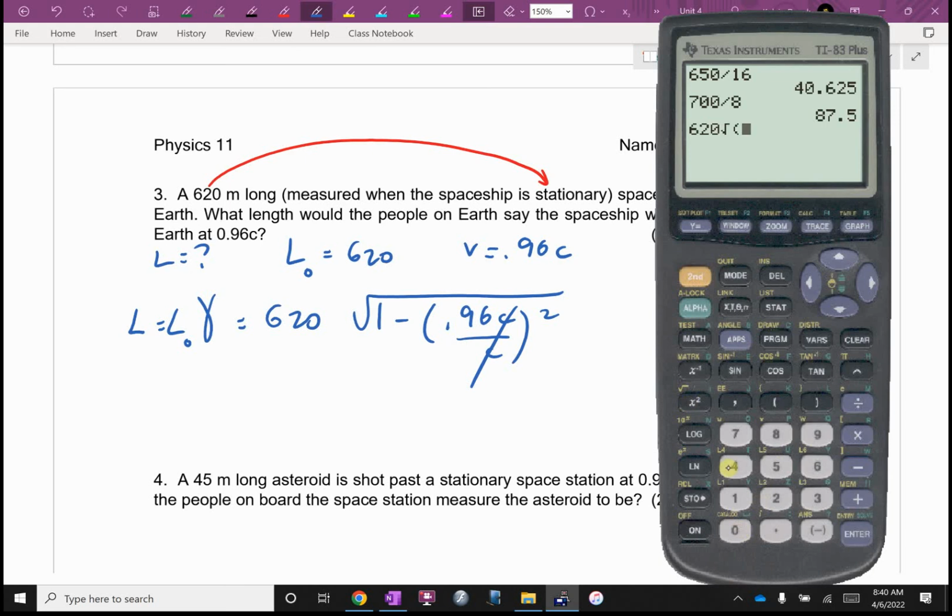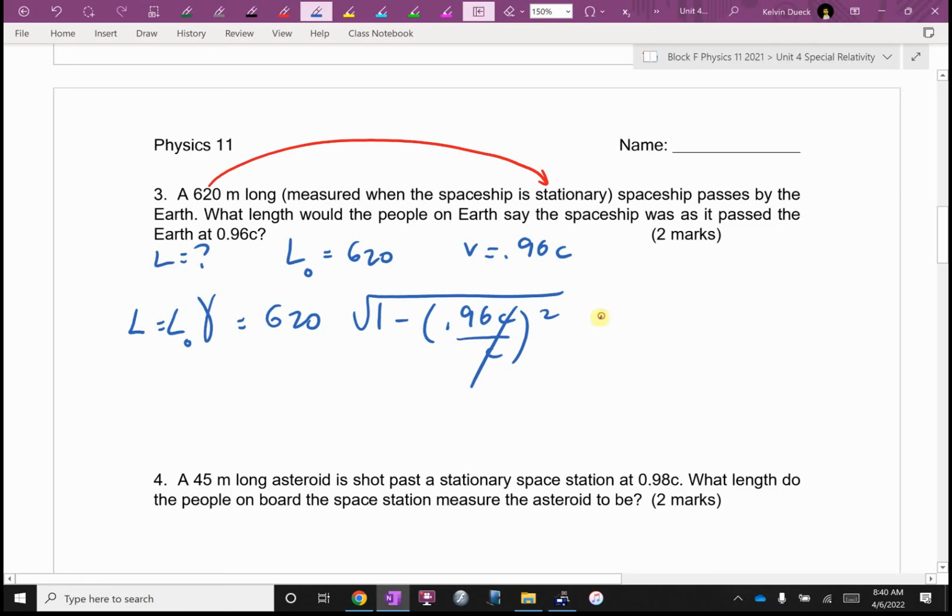620 times the square root of 1 minus 0.96. Don't forget the squared. I know that moving objects are shorter, so I should get an answer less than 620. If I don't, I've got my L and my L0 mixed up. Did I get an answer less than 620? So I did this one correct.